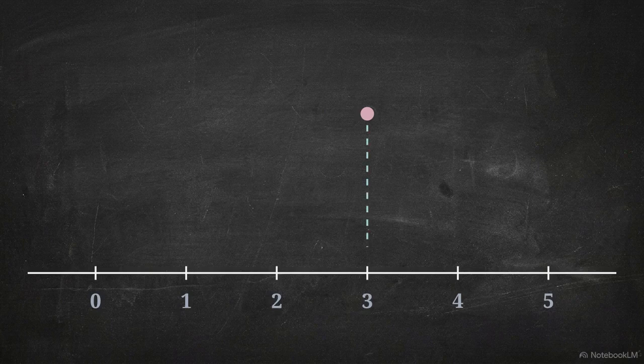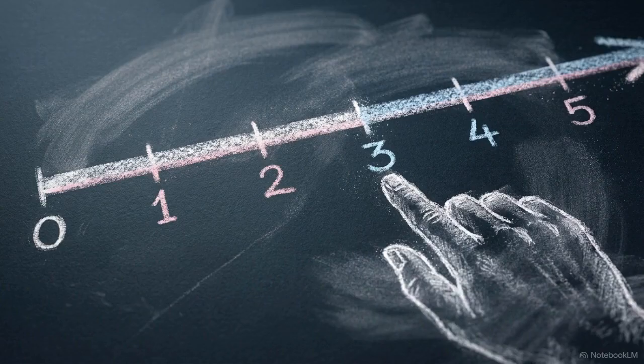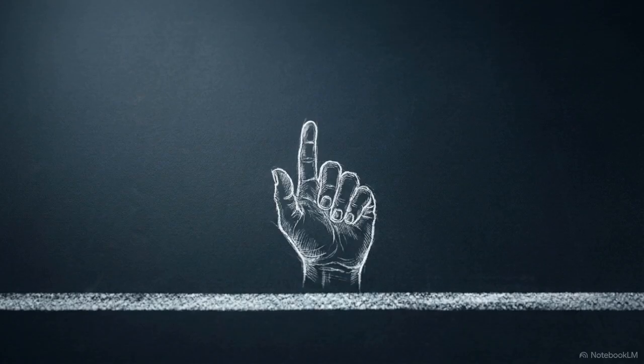By dropping a line to the axis, we describe the point's horizontal position as a value between 0 and 5. However, this system remains incomplete. It tells us the point's location along the line, but it cannot measure how far the point sits above it.